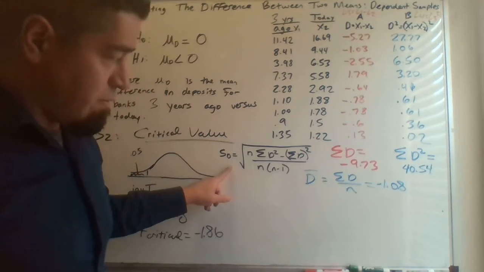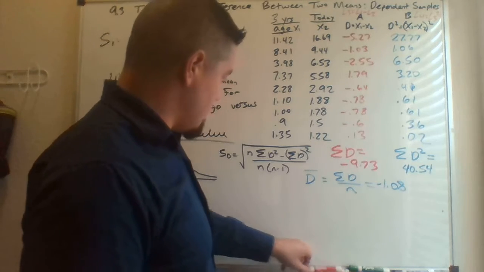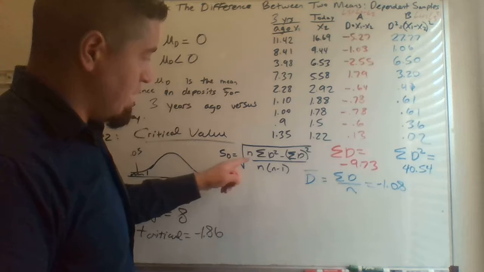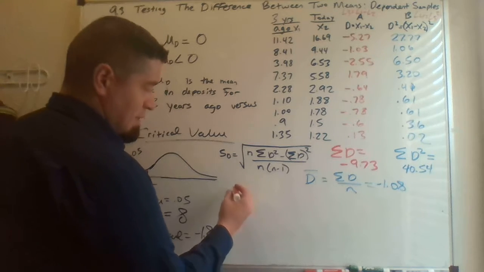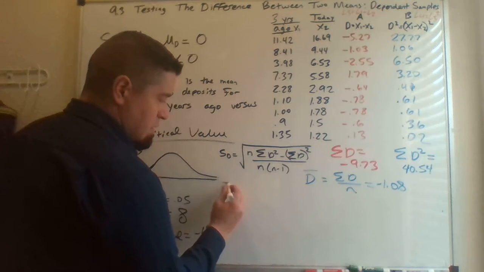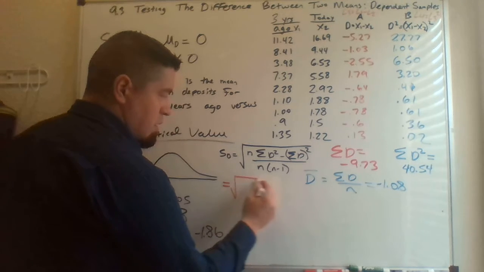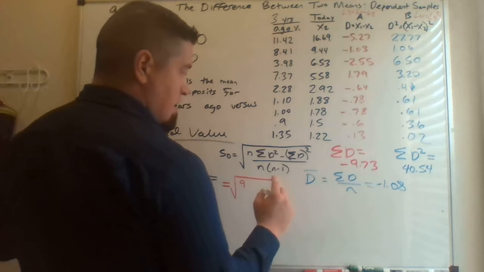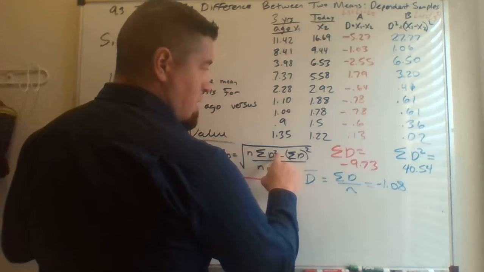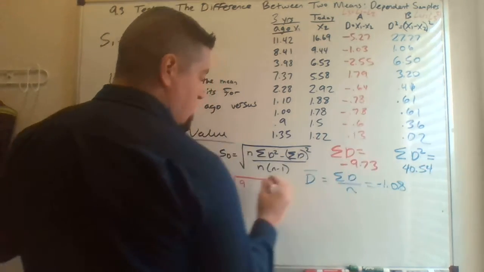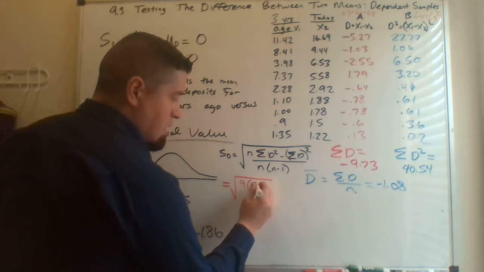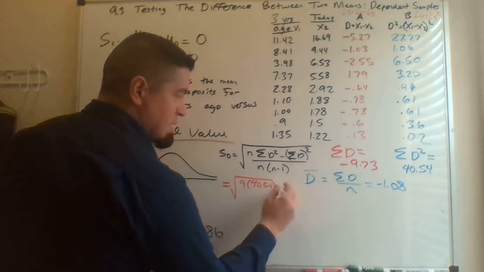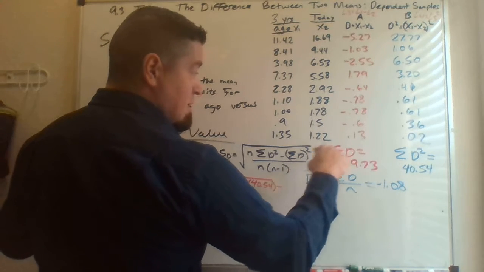But here's the formula from the first page of your notes. And so now we'll just input, well, we know what n is. n is 9. That's the sample size. So we're going to go ahead and plug into this formula. So here we're going to put 9. The sum of the differences squared, what is that? That's 40.54. So 40.54. 9 times 40.54 minus the sum of the differences squared.